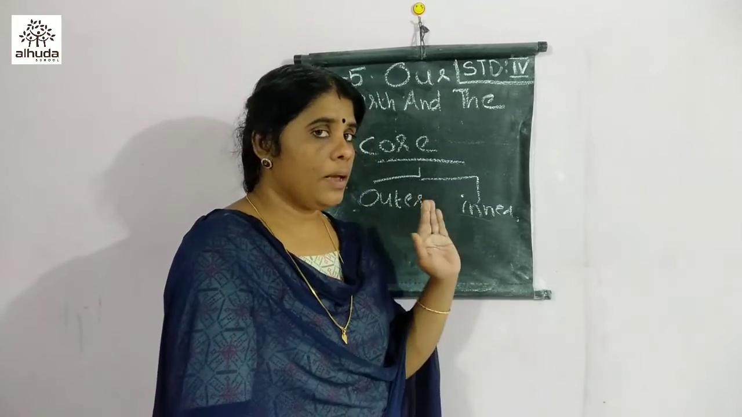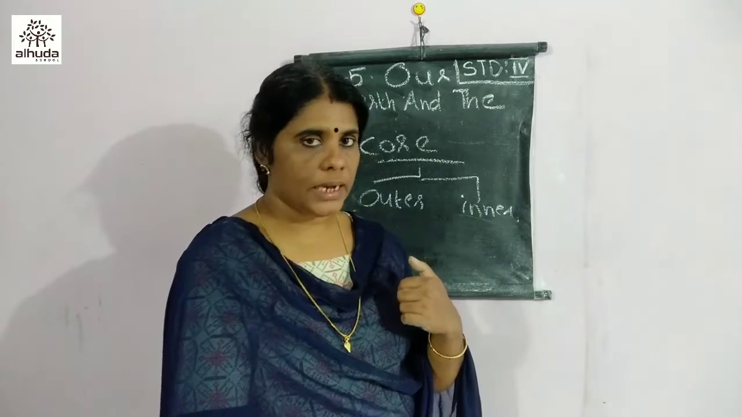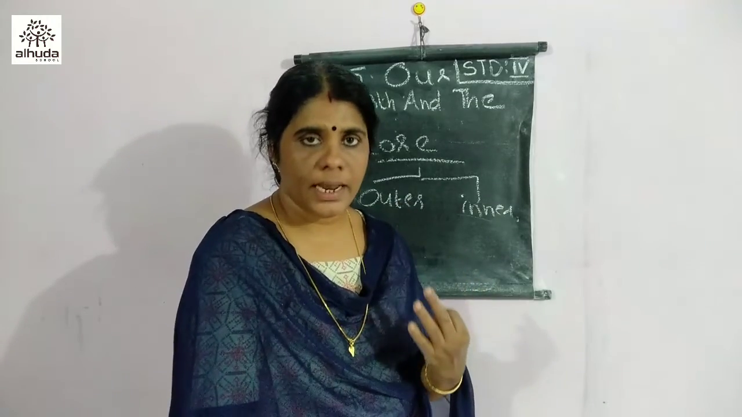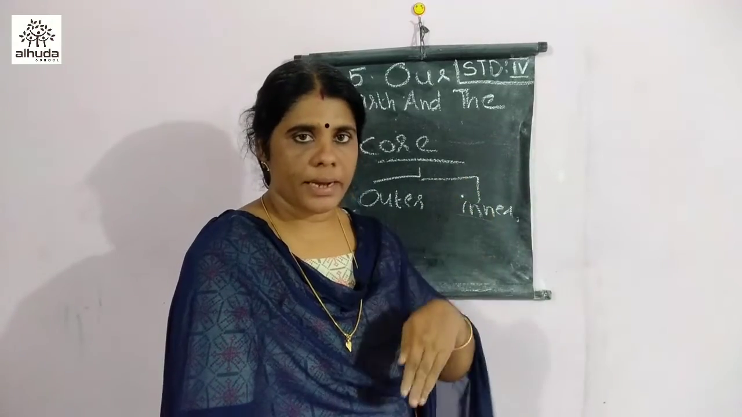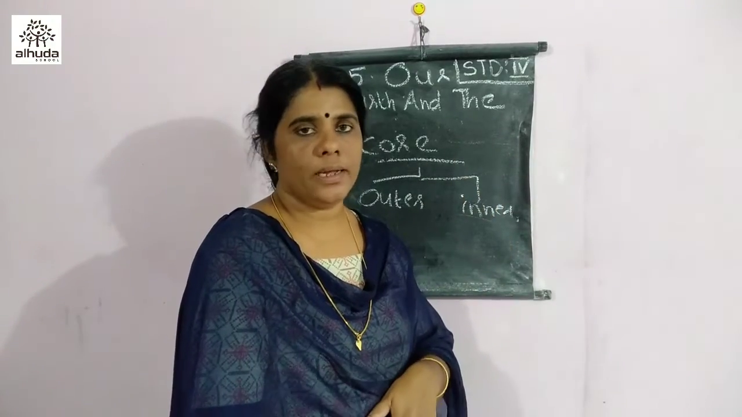So these three parts make up the earth. Which are they? Crust, mantle and core. Crust is the outermost layer, inside that is the mantle, and the innermost layer is called the core.